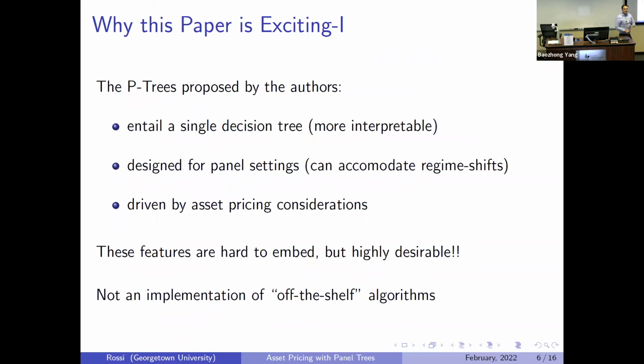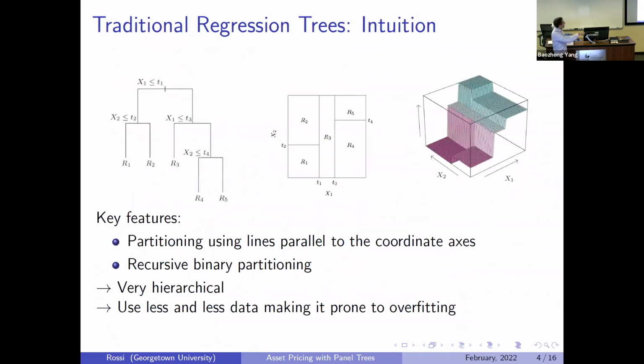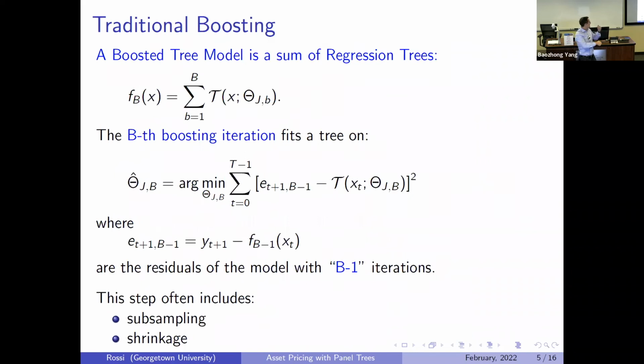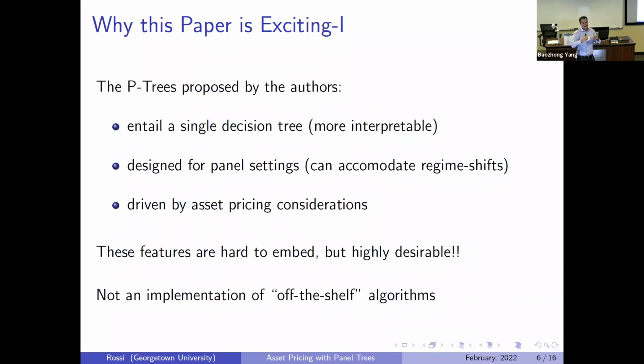what the authors are doing here is very interesting because it's very different. The authors are going to be working with a single decision tree, a tree that can work in a panel setting. In most cases, regression trees have worked either in the cross-section or in a time series dimension. And in particular, this is also driven by asset pricing considerations. So the way this tree is going to be built is not by minimizing the sum of squares in fitting the data, but by fitting an asset pricing model, which, I think, is what is very exciting.